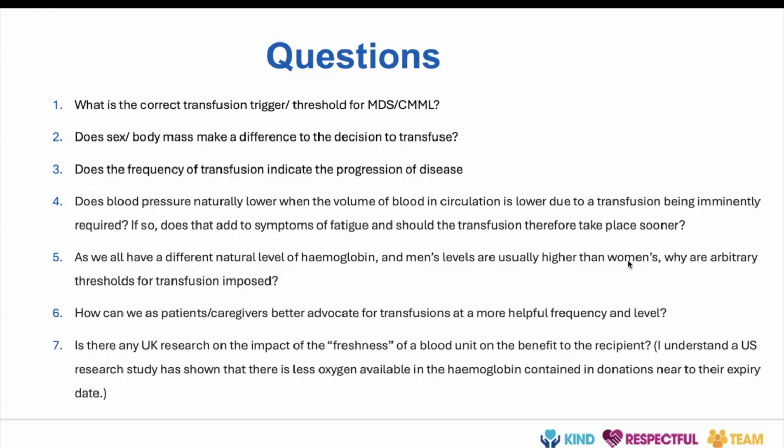Does sex or body mass make a difference to the decision to transfuse? The answer to that is no, and I'll tell you why. We should be looking at patients as individuals. Once upon a time, our biggest concern about the differences in hemoglobin in our populations was weight, height, and things like that. But I'm sure you can imagine you have small people and big people and they overlap. So actually body mass and sex make very little difference, especially when we're transfusing patients who are slightly older, as long as there is no active menorrhagia.